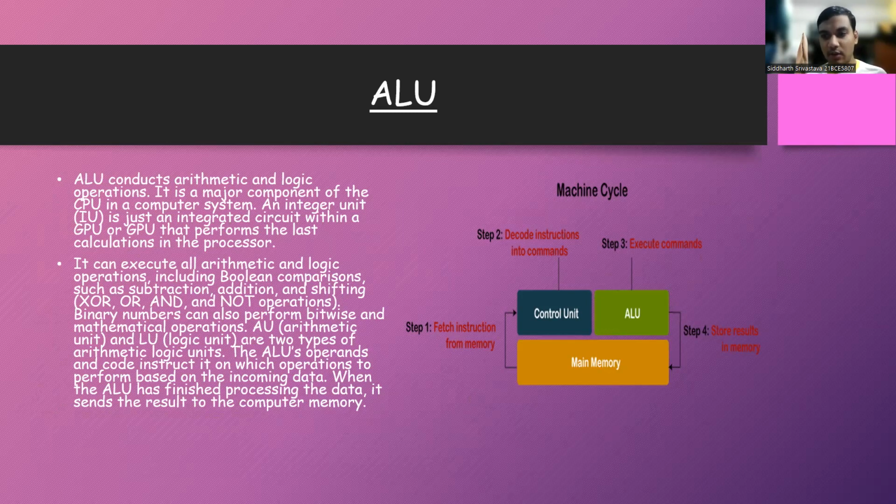So this was about ALU, and here we can see the basic diagram of the ALU. Step 1 is fetch instruction from memory, step 2 is decode instructions into commands, step 3 is execute commands, and step 4 is store the results into memory. So this is the machine cycle, and ALU plays an important role in it. Now we will move to the simulation part.